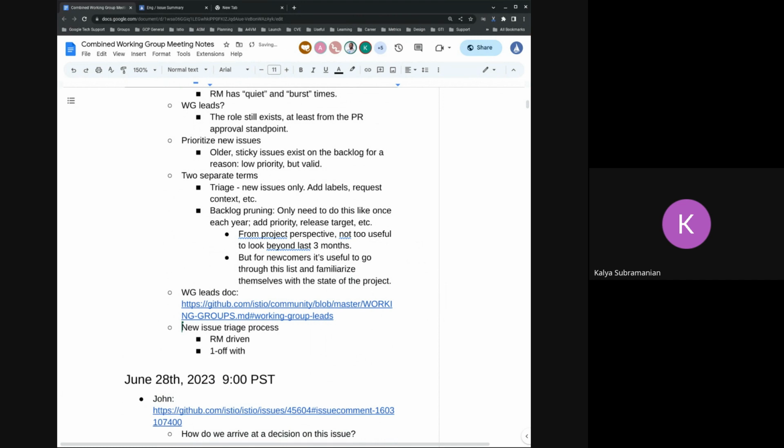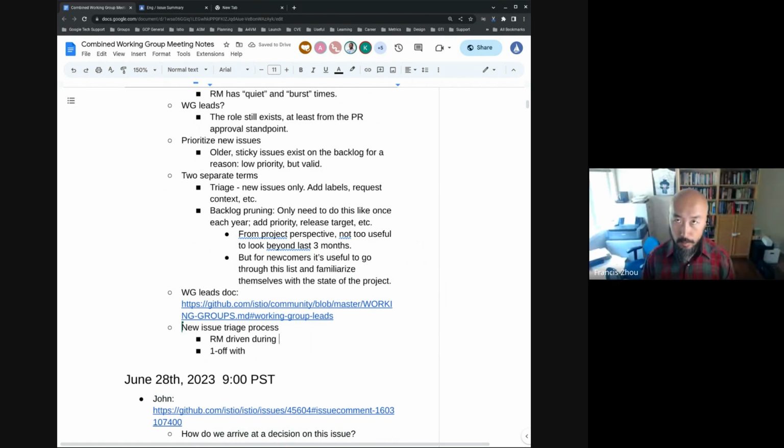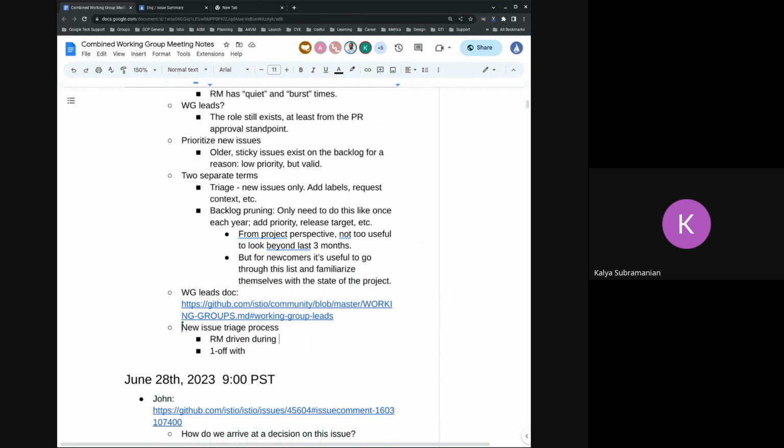The only thing with RM driven is that there has to be the expectation that the RM can step back and take care of actual release manager duties first. So this is essentially during the execution period. Right.